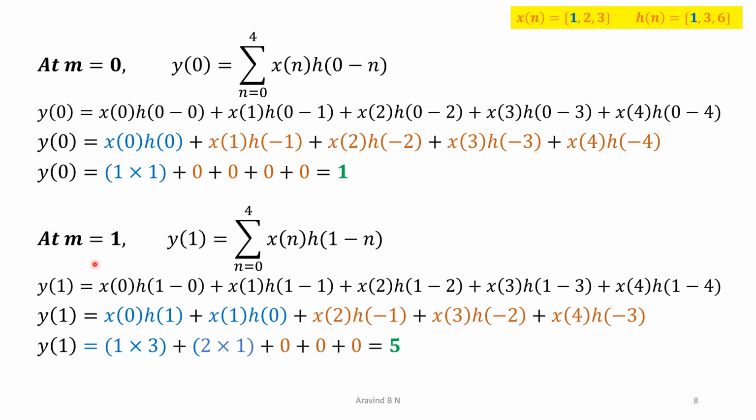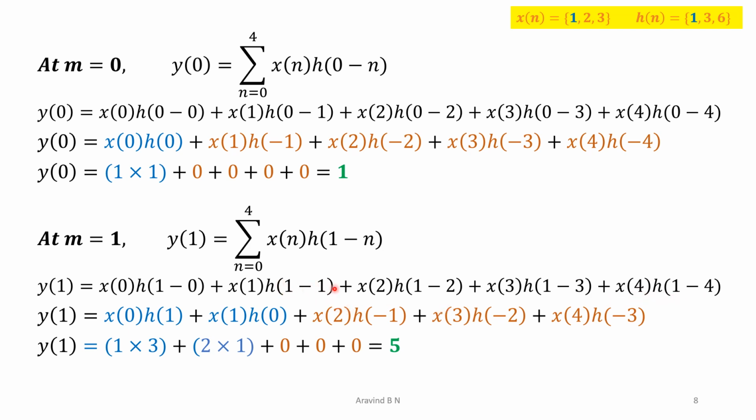Then getting into the next one, at m equal to 1. y of 1 will be equal to summation n equal to 0 to 4 of x of n h of 1 minus n. Now expand this summation. We are going to get y of 1 equal to x of 0 h of 1 minus 0 plus x of 1 h of 1 minus 1 plus x of 2 h of 1 minus 2, and similarly up to x of 4 h of 1 minus 4.